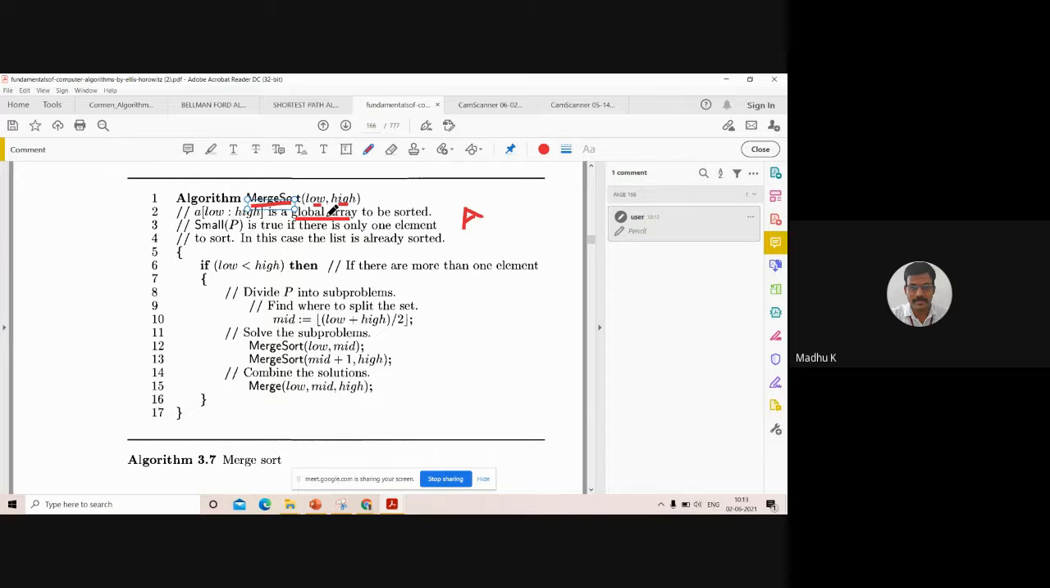Now, in the body of the function, first we want to check if low is less than high. If low is less than high, which means there is more than one element, then if this condition is satisfied, we will find the mid value.